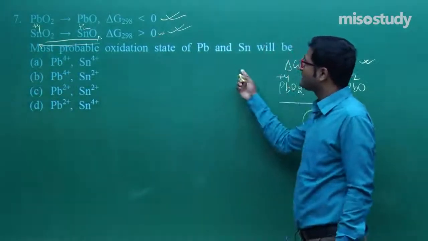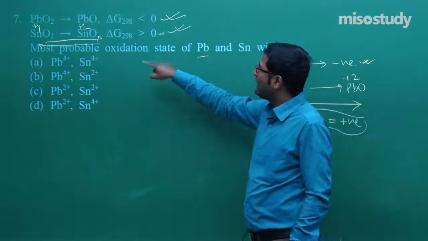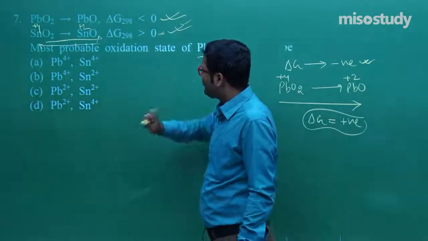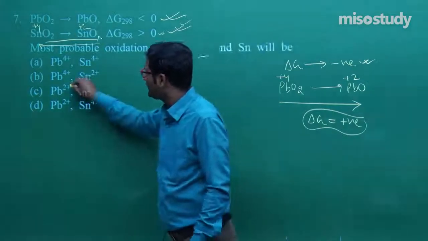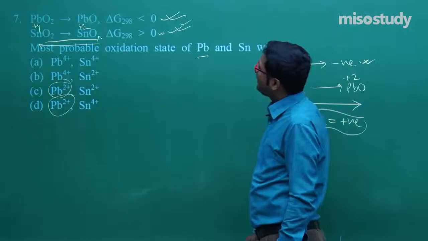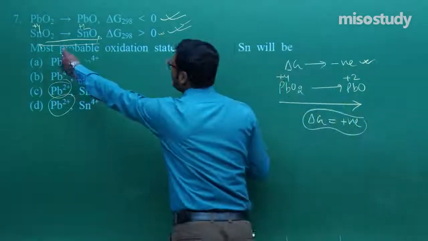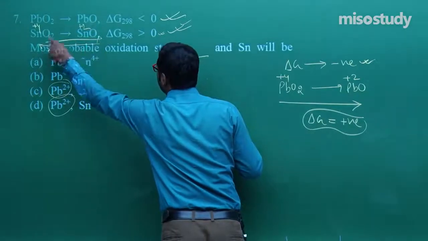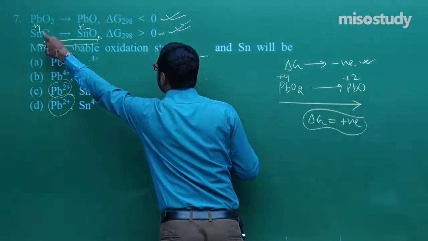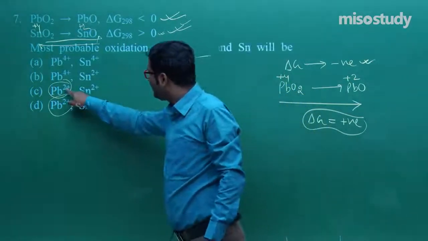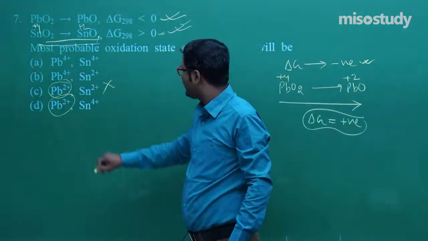Now, the most probable oxidation state of Pb, here +4 to +2, is definitely delta 0. So the most probable oxidation state of Pb will be Pb2 plus, either C or D. Now check for Sn. We are not moving from forward to backward, we are moving from backward to forward, that is +2 converting to +4. So +4 is the probable oxidation state. So in this case Pb2 plus and Sn2 plus, C is not correct.